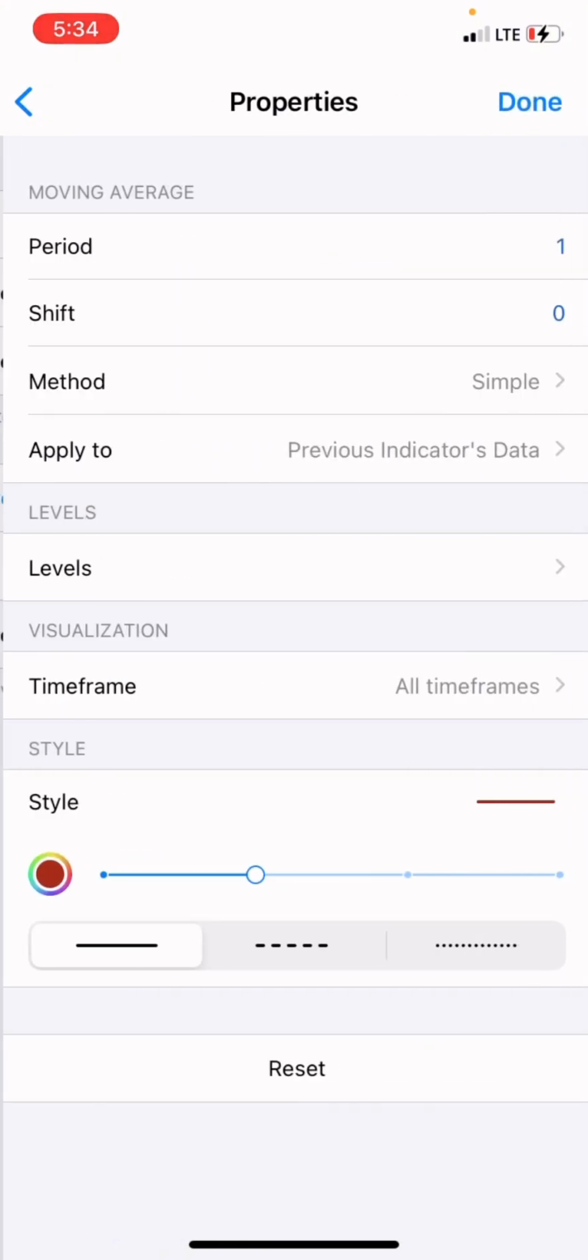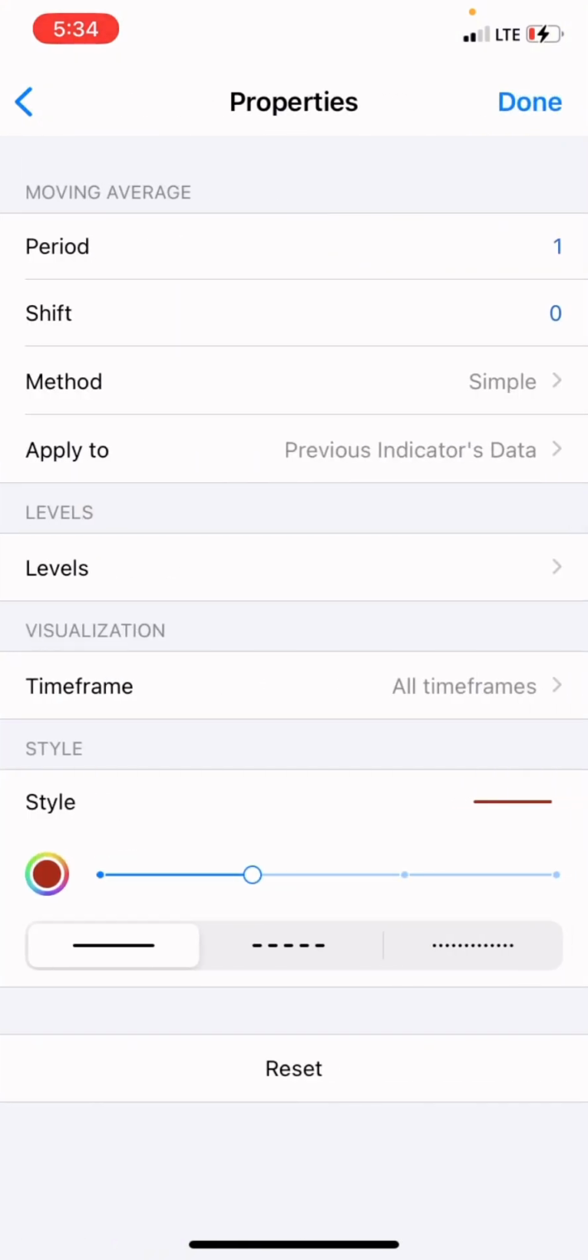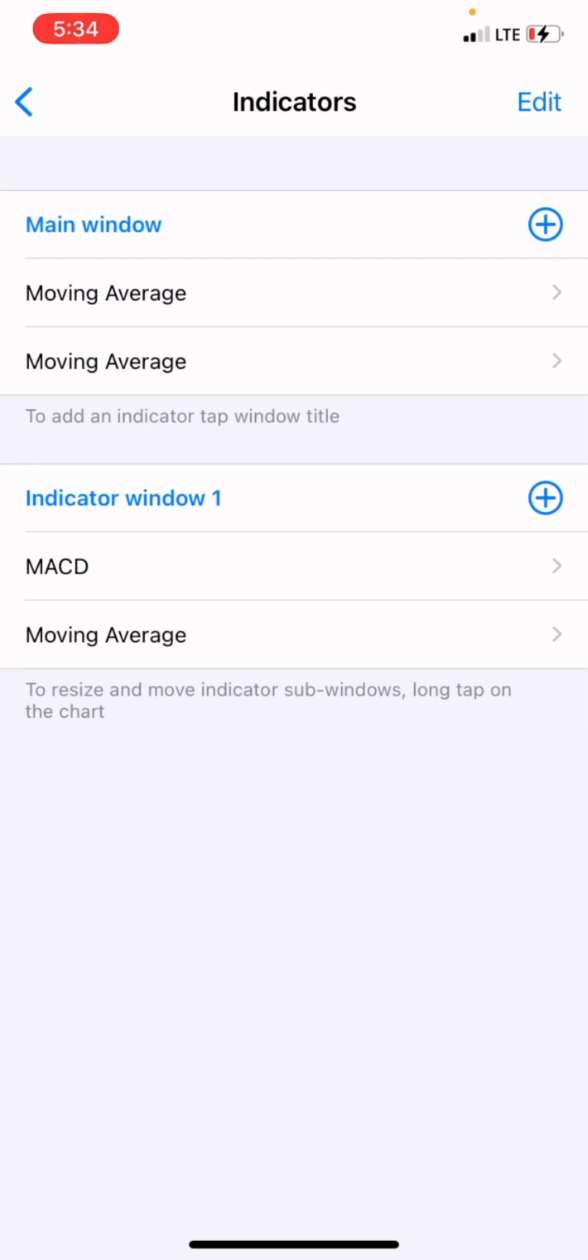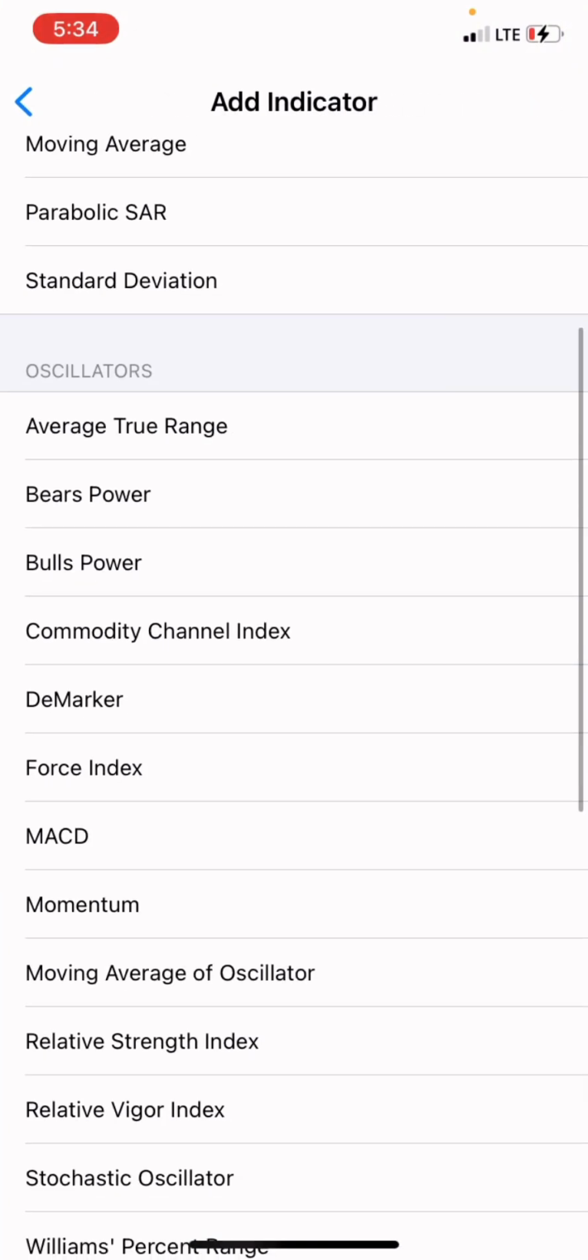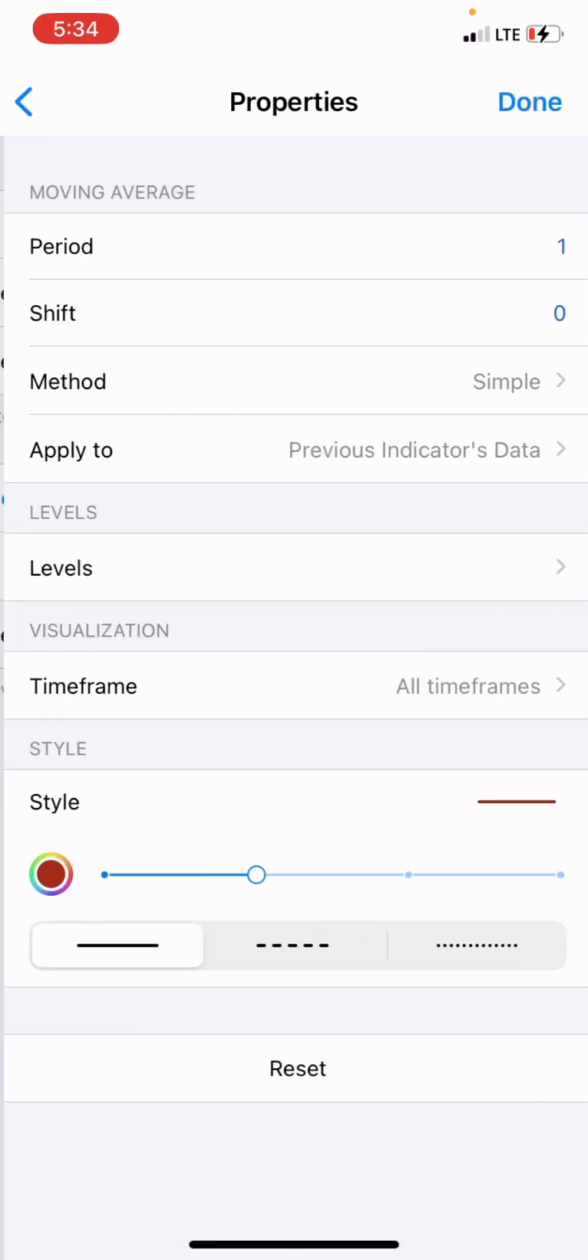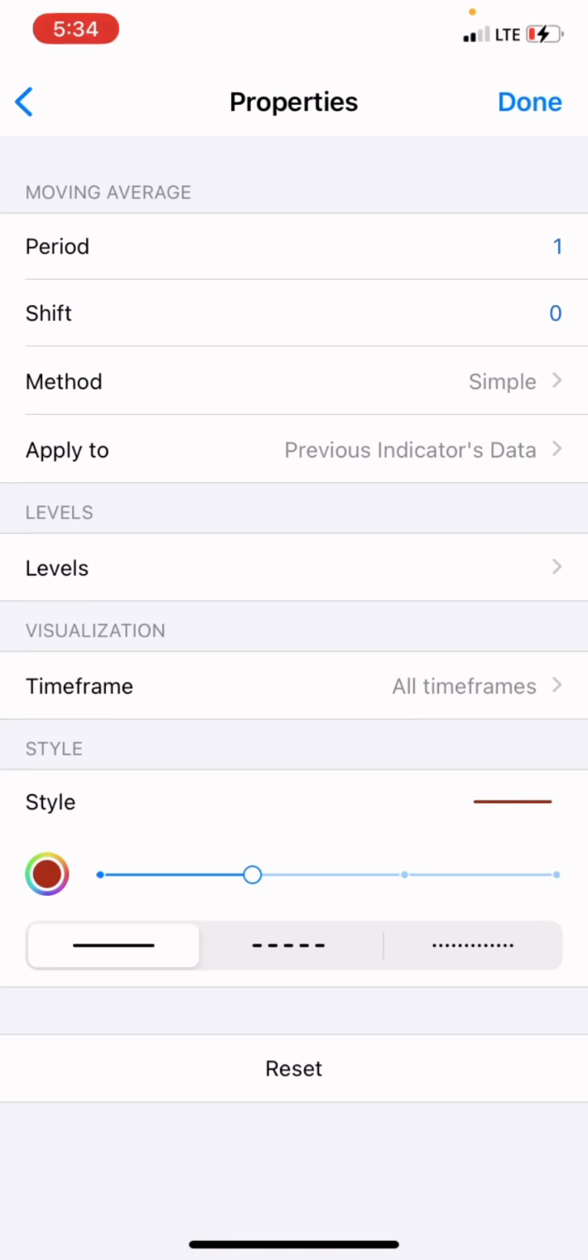Let's add the last moving average. This time around, you're adding it to your indicator window, so make sure that you click on the plus sign that is next to your indicator window one. You click that and then you add your moving average. In our case, we are using period of 1, shift 0, method simple, apply to previous indicator's data. No levels are needed, so you skip.